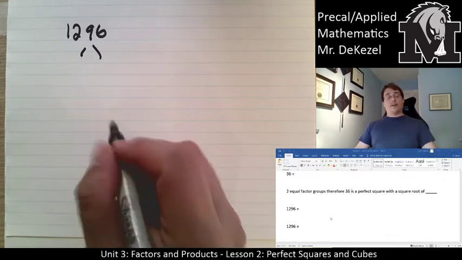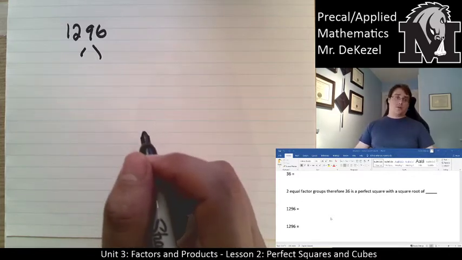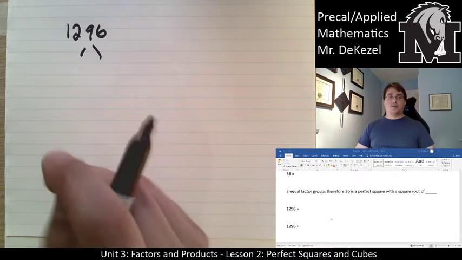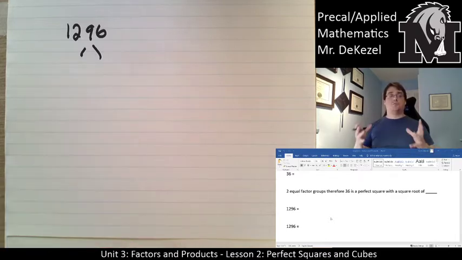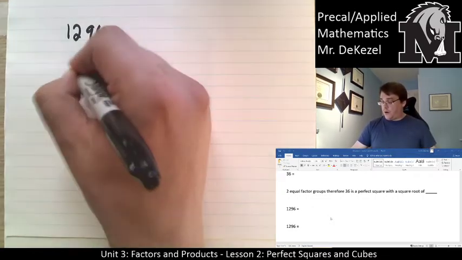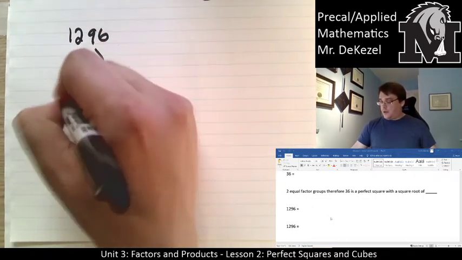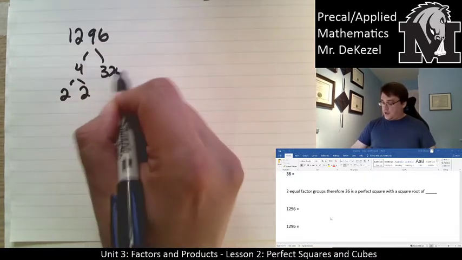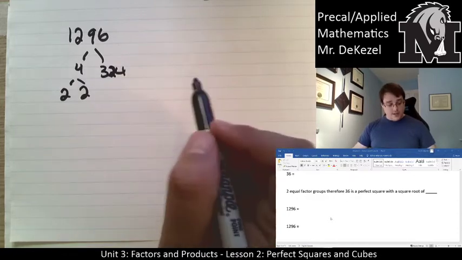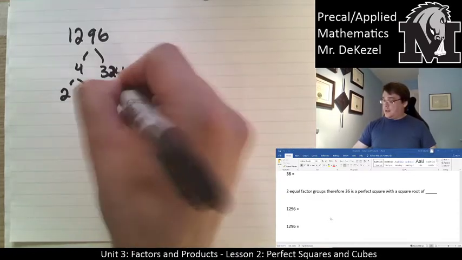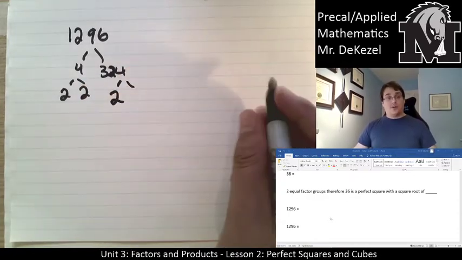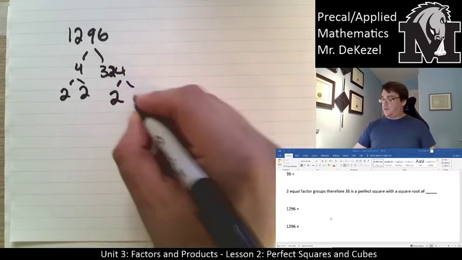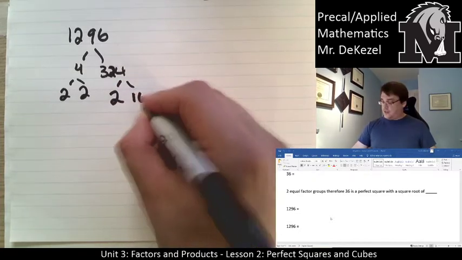So I believe when I was doing this one, I wasn't 100% sure what I wanted to divide it by first. So I just started working with my calculator, and I found out that I could divide this by 4. So 4 can be broken into 2 and 2, and it was 4 times 324, which is still a large number, but definitely getting workable. I decided to divide that by 2.